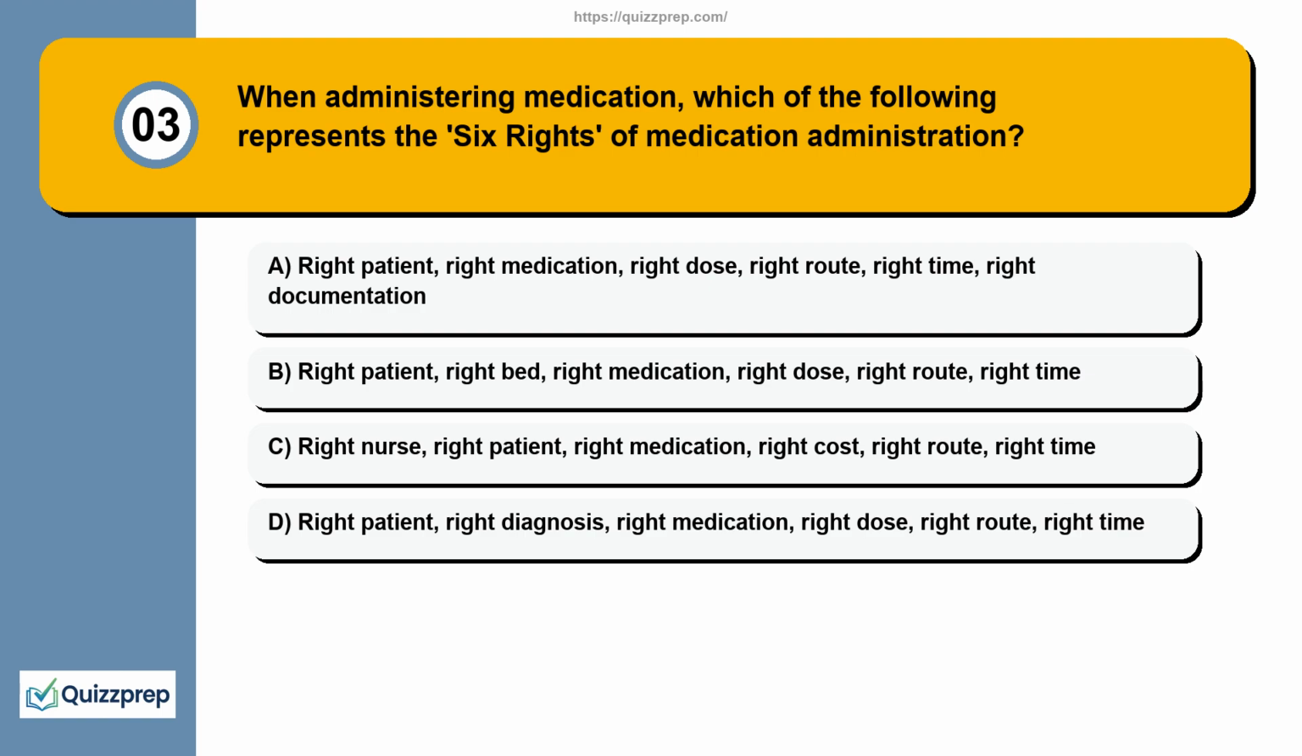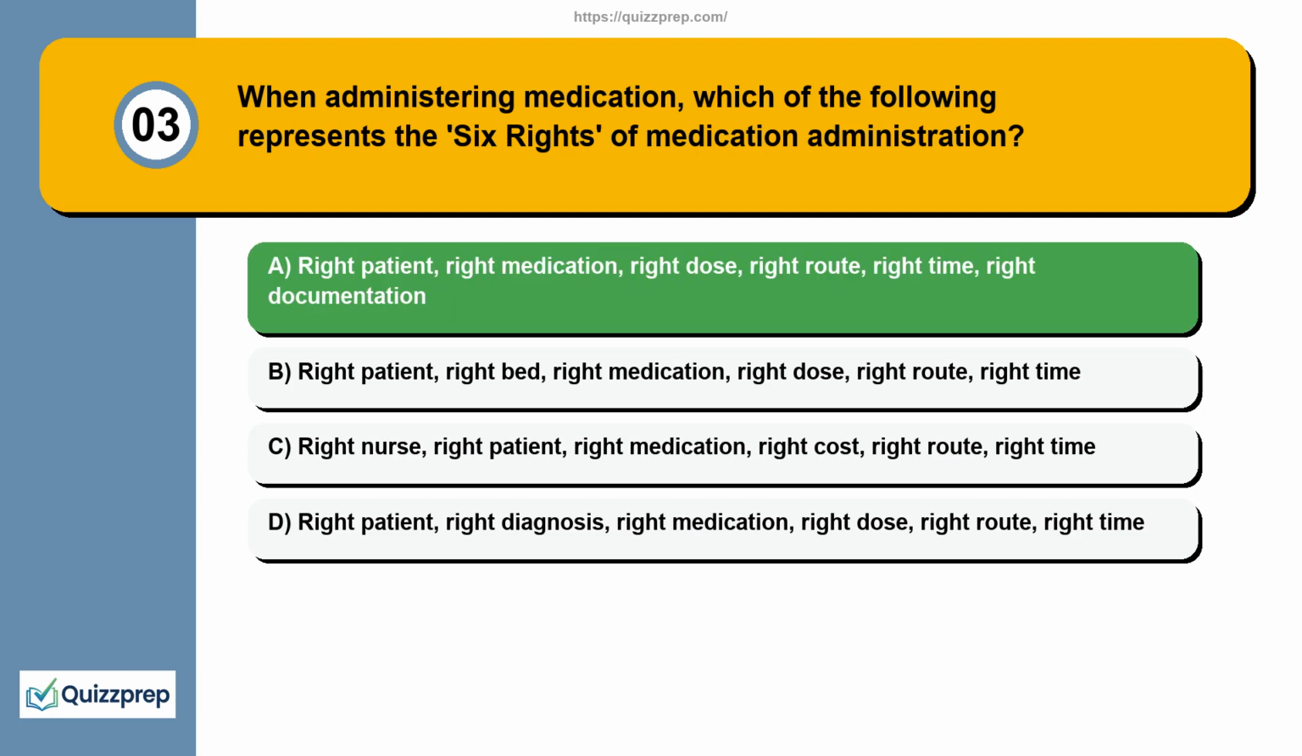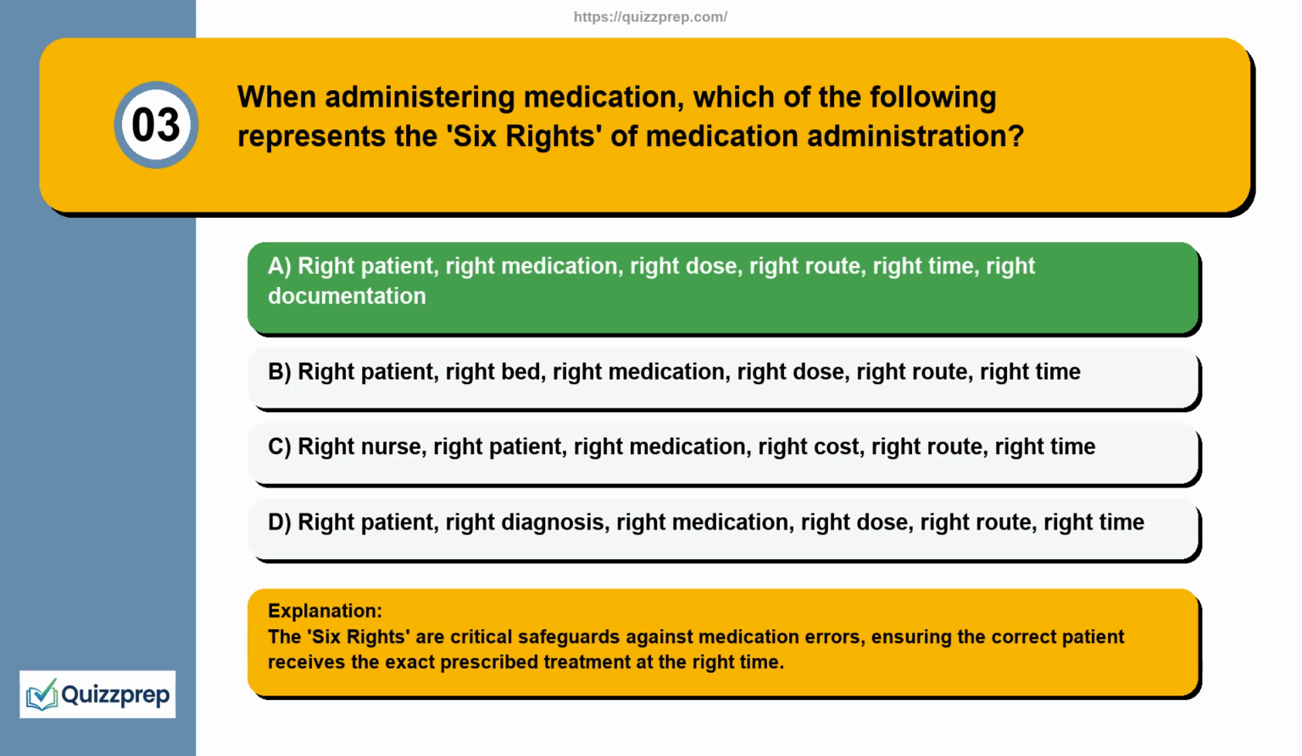Question 3. When administering medication, which of the following represents the 6 rights of medication administration? Here are your options. Option A. Right patient, right medication, right dose, right route, right time, right documentation. Option B. Right patient, right bed, right medication, right dose, right route, right time. Option C. Right nurse, right patient, right medication, right cost, right route, right time. Option D. Right patient, right diagnosis, right medication, right dose, right route, right time. The correct answer is option A. Right patient, right medication, right dose, right route, right time, right documentation. Explanation. The 6 rights are critical safeguards against medication errors, ensuring the correct patient receives the exact prescribed treatment at the right time.